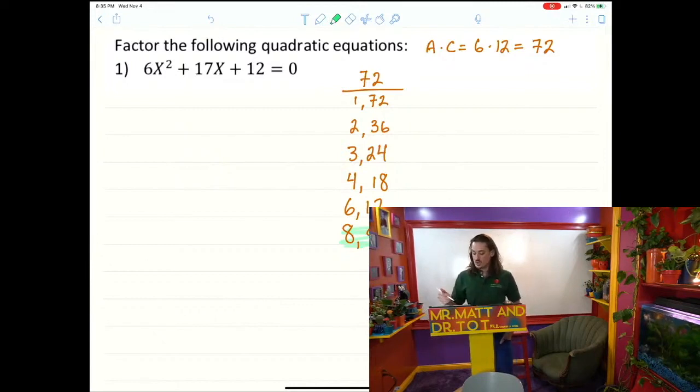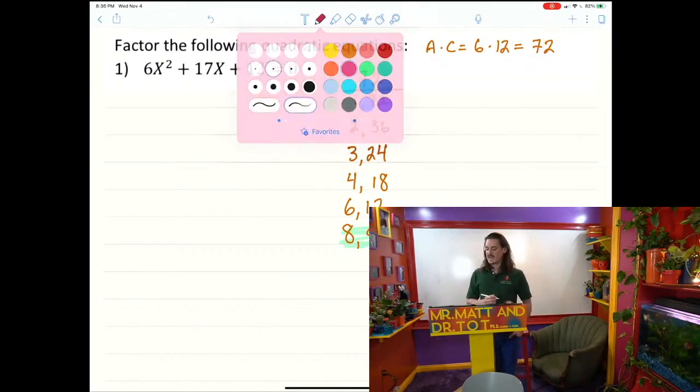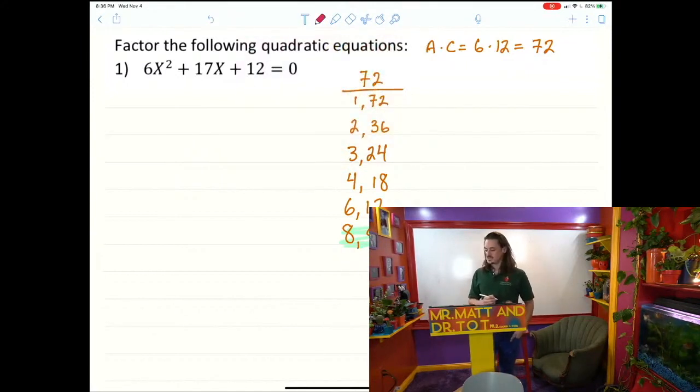So we know, because we have met consecutive values at the end, that we've considered all possible factors of 72. Now we're looking for combinations that would add together to get 17.